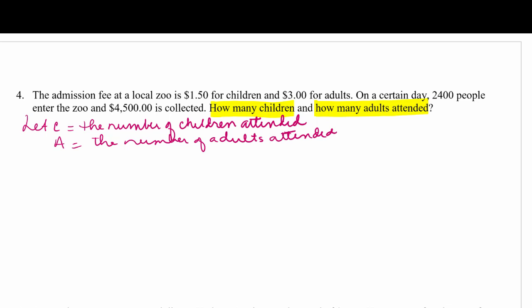And probably the easiest equation for us to set up first involves the total number of people that came to the zoo. And there were 2,400 people total. So that tells us that the number of adults that attended added to the number of children that attended that day has to add up to 2,400. So that's our total, isn't it?